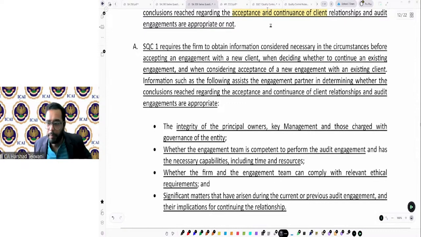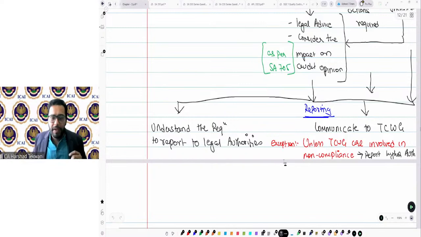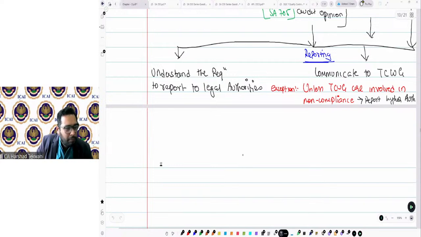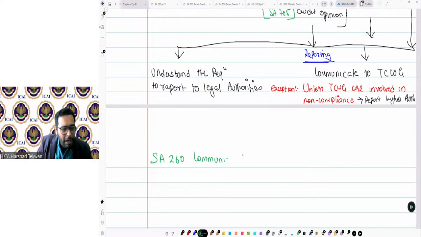Now, the portion where we ended our first essay, SA 250, that in reporting, we will communicate to those charged with governance. We ended here, SA 250. Now, the question comes is how to communicate, what to communicate, and when to communicate. So, for that, we need to understand SA 260. SA 260 talks about communication with those charged with governance.